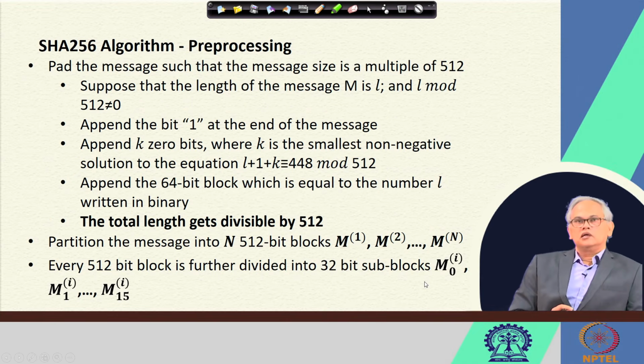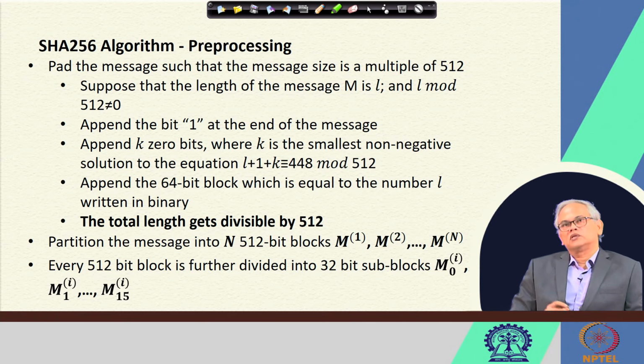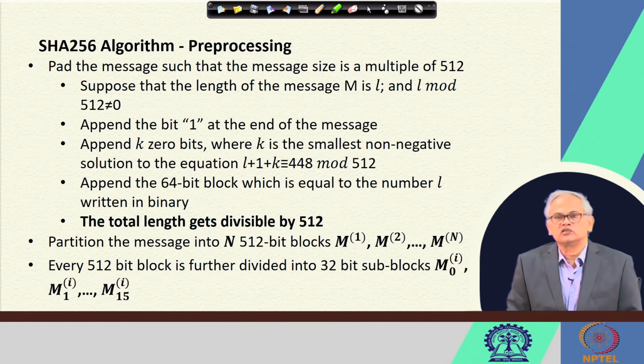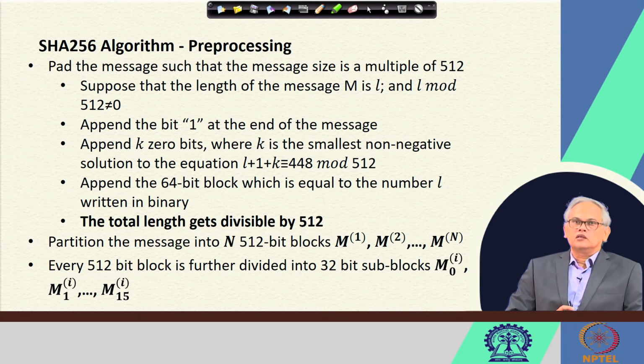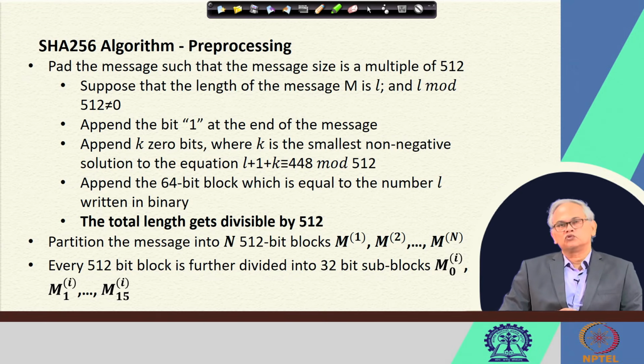Let us see a little bit of the steps in creating hashes using SHA-256 for any input message. There is a bit of pre-processing that needs to be done, because the overall input message could be of any arbitrary size. But for actually applying the SHA-256 algorithm, we have to make this input message size to be a multiple of 512.